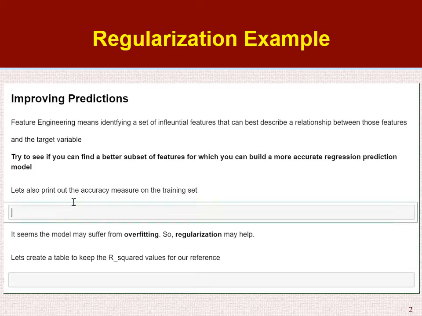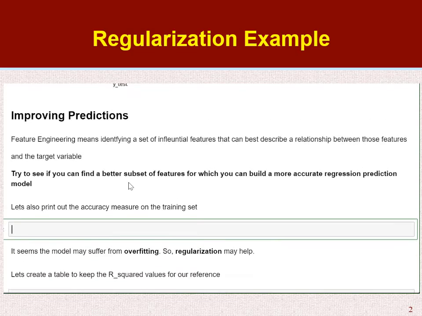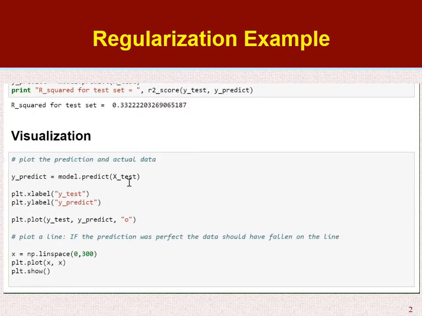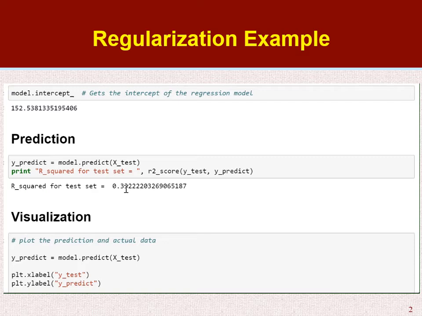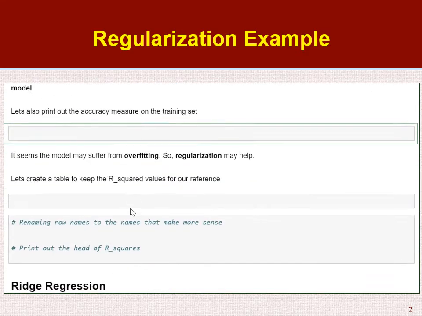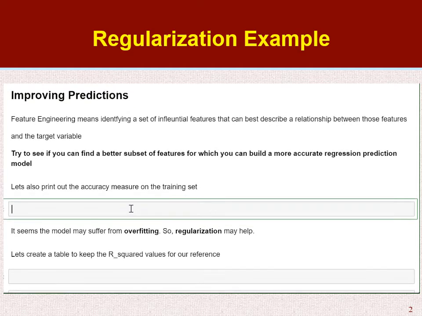So let's now print out. We want to see what the problem is. Why do we have a low accuracy here? Do we have common problems that usually exist when you develop a machine learning model, for example underfitting or overfitting? Do we have those problems? We want to figure this out. So let's print out the accuracy measure on the training dataset.